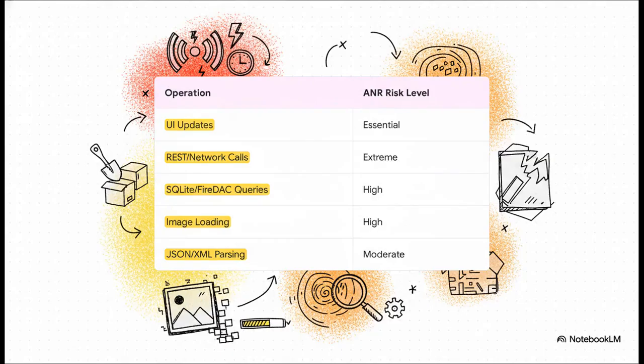So, who are the usual suspects? What are these heavy jobs? Well, here are the most common culprits. Right at the top of the list with a risk level of extreme are REST and network calls. Why? Because you have zero control over the network. A call that takes half a second on your office Wi-Fi could take 10, 20, even 30 seconds on a spotty cellular connection. Right behind that are database queries and loading images. Both are surprisingly slow. Even parsing a big chunk of JSON can be just enough to push you over that 5-second limit and trigger that ANR dialog.